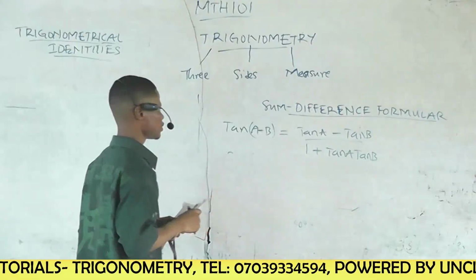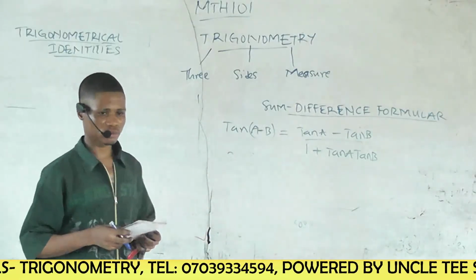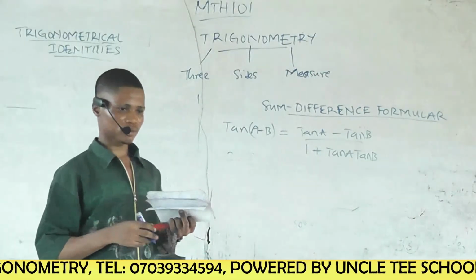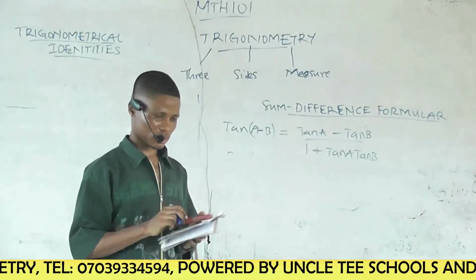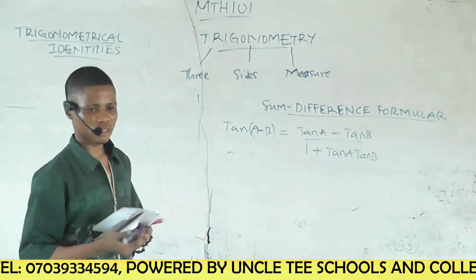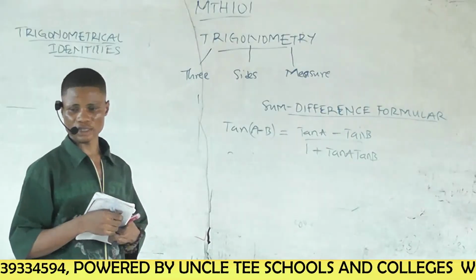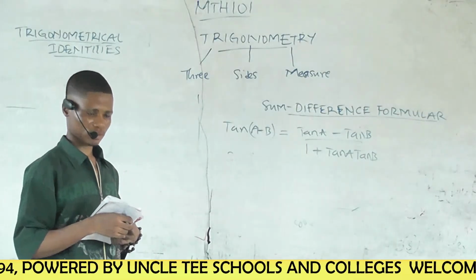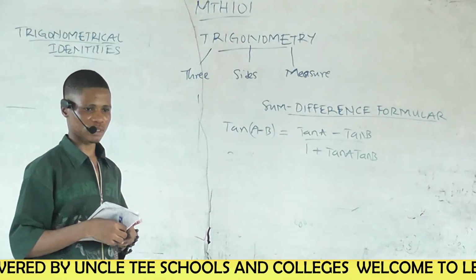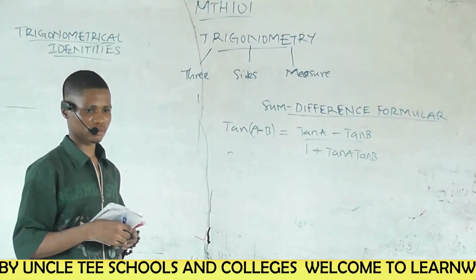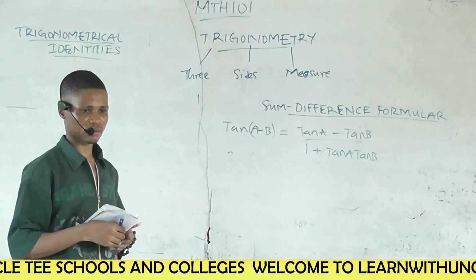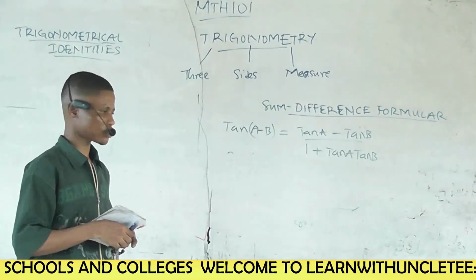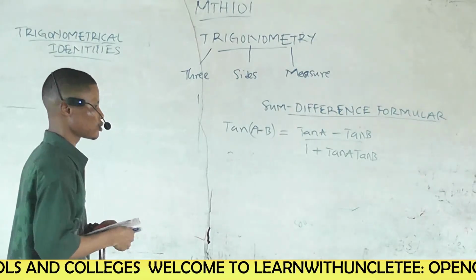So from there we move to double angle identities. Is there any other department here? Which department? Computer science. Okay, you need it too. You need it.